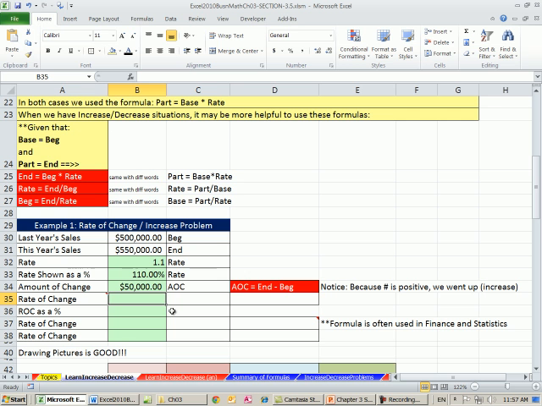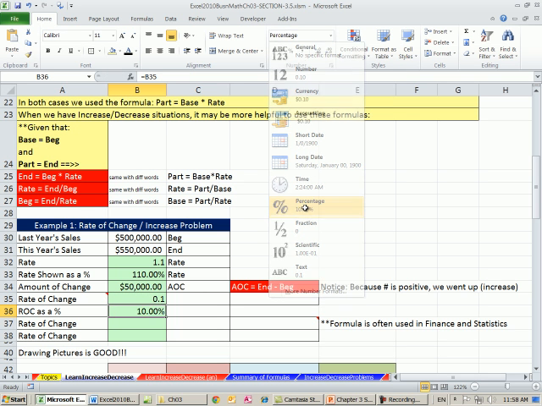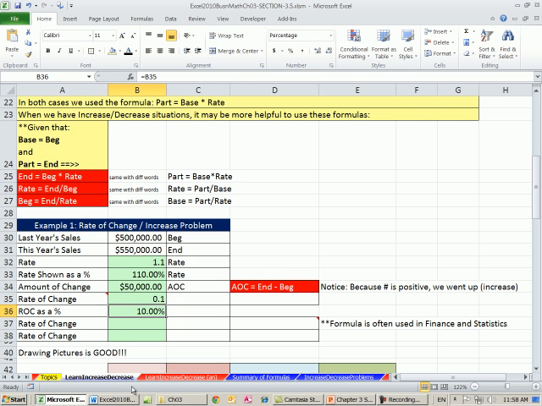So what's the formula for rate of change? Well, we already calculated amount of change. You just compare it to the begin amount, right? So you say equals the amount of change, and you compare it using division to the begin amount. And that says 0.1. So if we format this as a percent, that says our sales went up by how much as a percentage or a rate? 10% or 0.1.